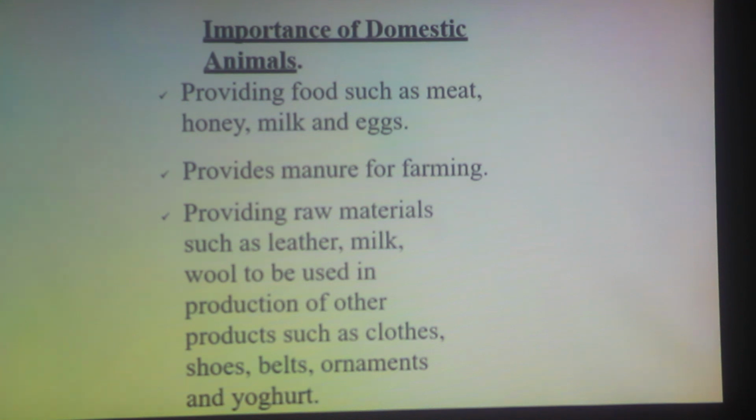Number two, domestic animals also provide us with manure for farming. Example of those domestic animals are cow, sheep, goat, poultry, and even rabbits. Number three, they provide raw materials such as leather, milk, wool to be used in production of other products such as clothes, shoes, belts, ornaments, and yogurt.